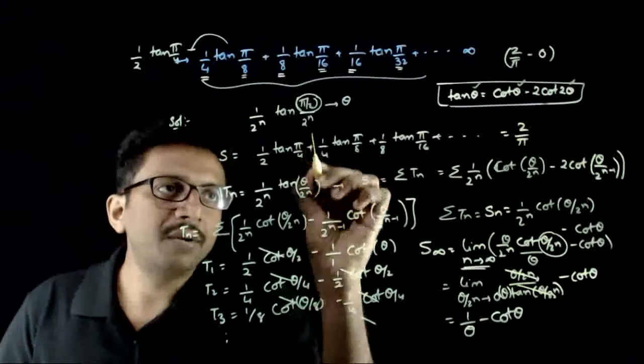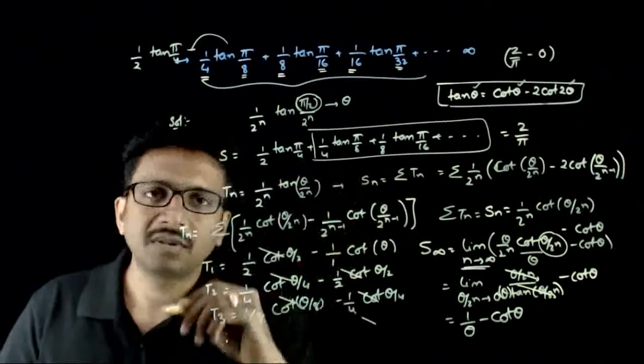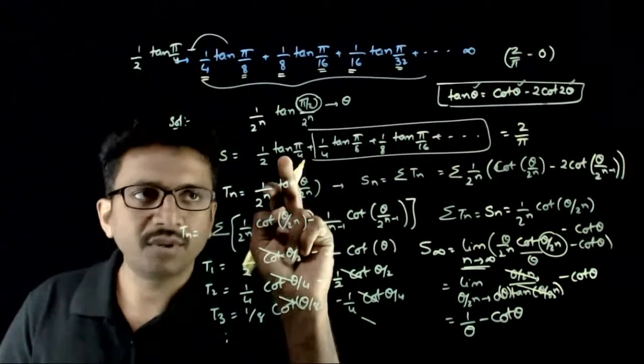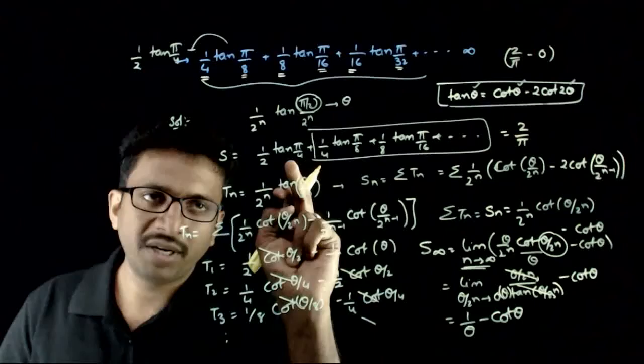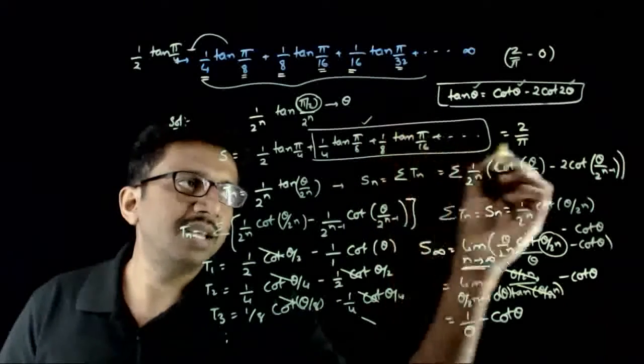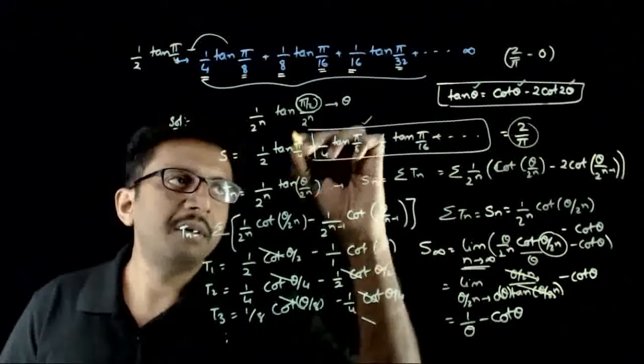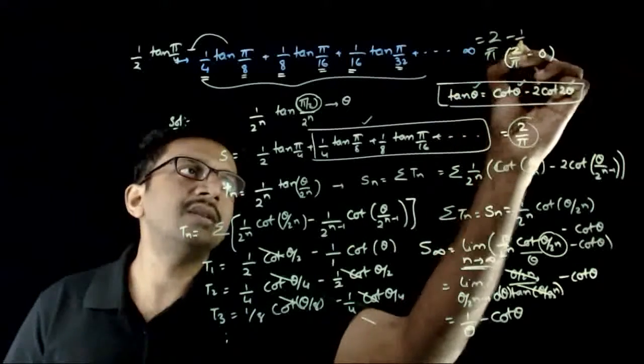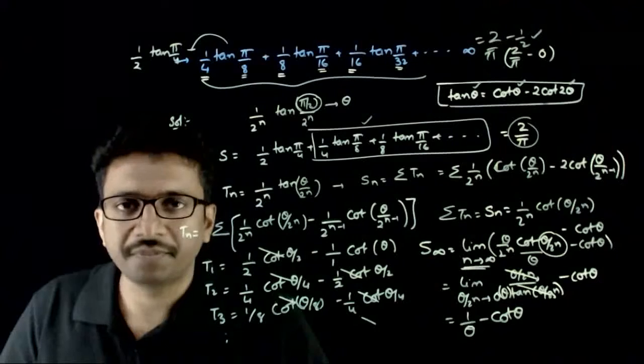But you are asked to find only the sum of these terms. So what I need to do is send this term onto that side. Tan pi by 4 is 1, and 1 by 2 into 1 is 1 by 2. So the sum of this is 2 by pi minus 1 by 2. This will be the answer to this question. Thank you.